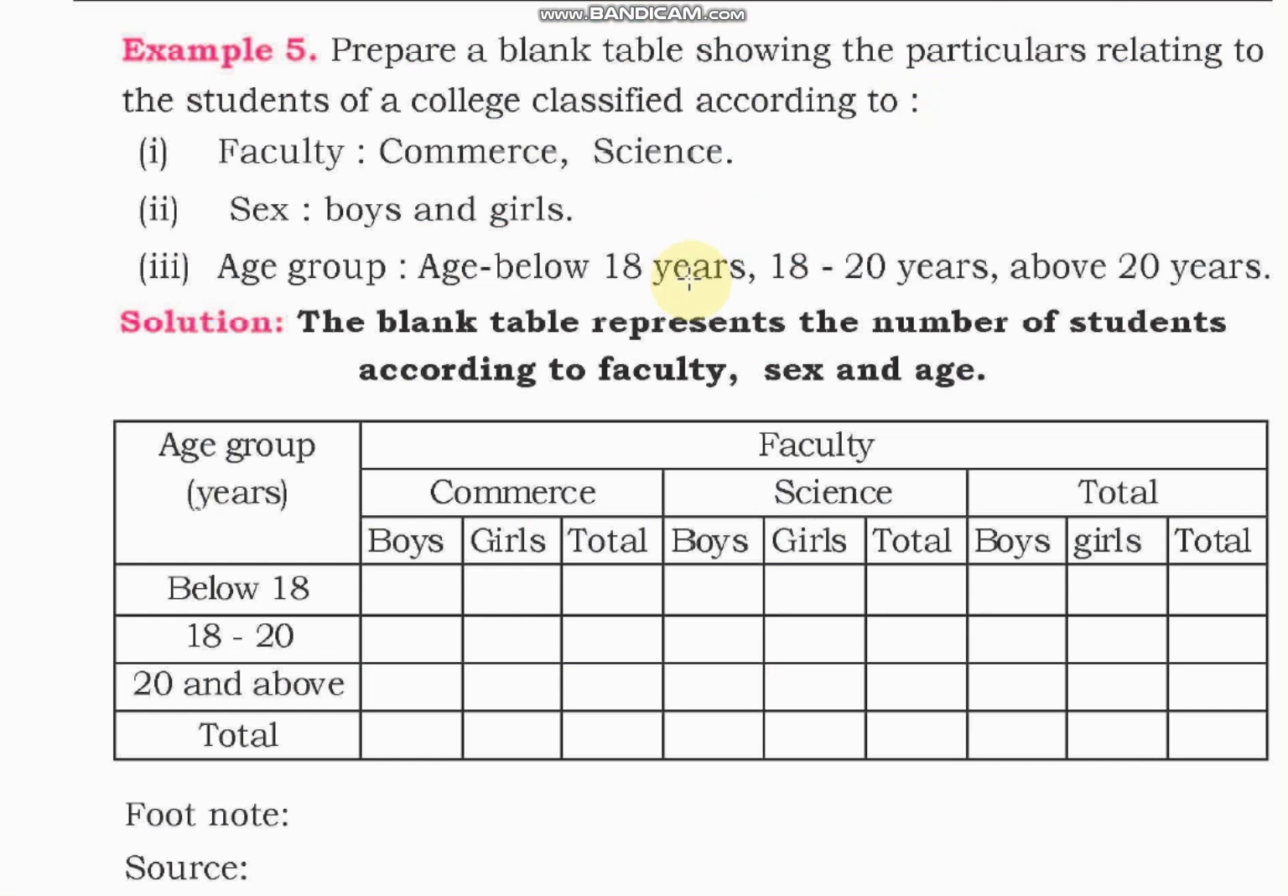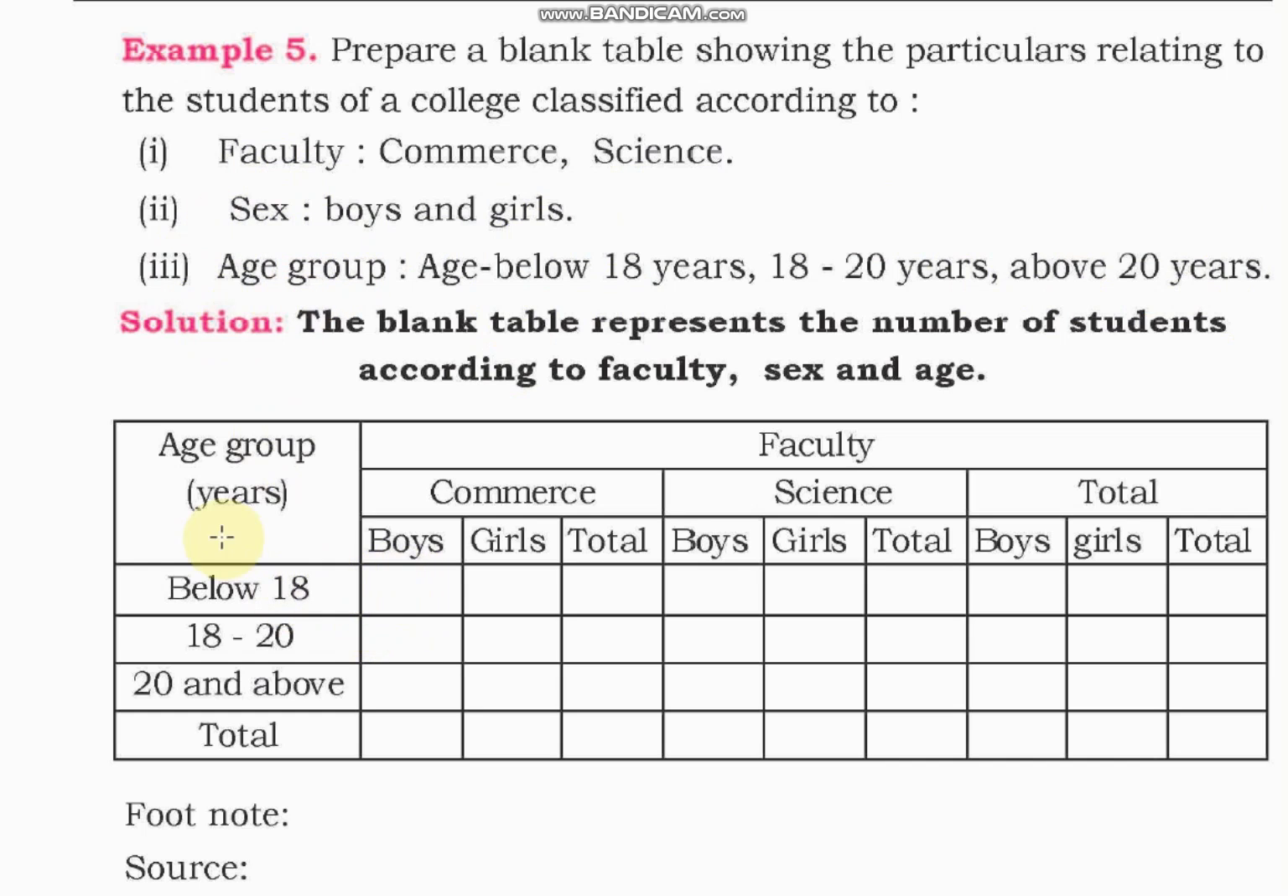Another example here. Prepare a blank table showing the particulars relating to students of a college classified according to faculty, sex and age group. So here they have chosen three characteristics. The students pertaining to the two faculties, commerce and science, based upon gender, boys and girls, and respective age groups, that is below 18 years, 18 to 20 years and above 20 years. Again they have chosen the three characteristics here: faculty, gender and age group.